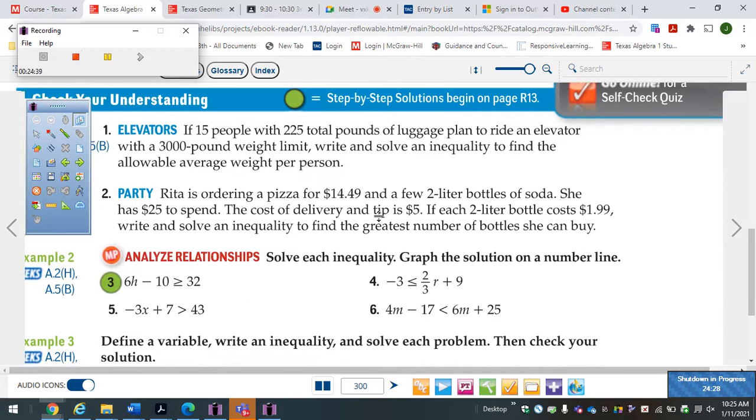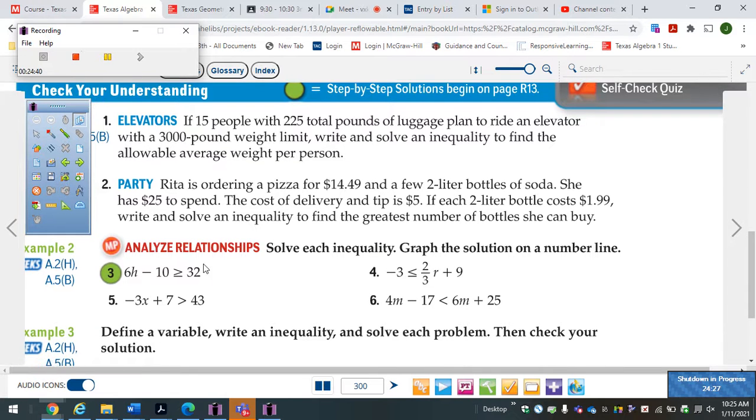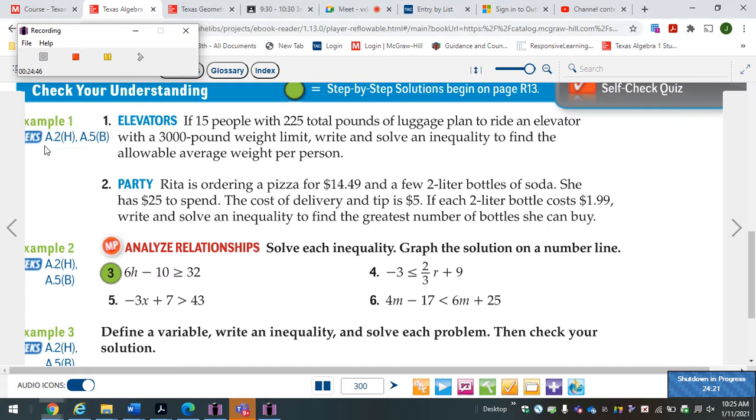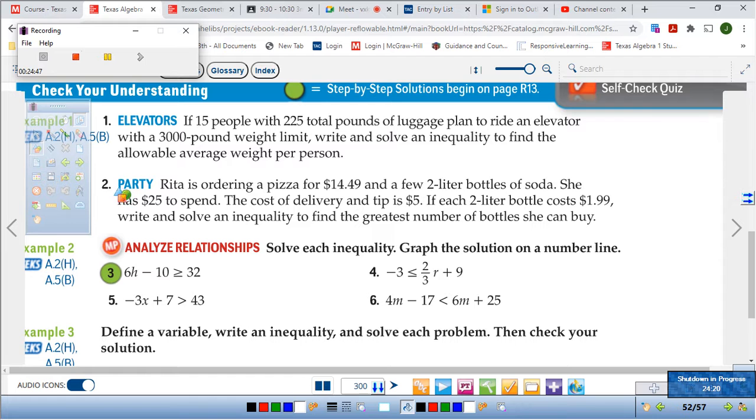Okay, so I'm going to come out here and we'll do a couple of these. How about this? Copy this down, try them on your own.